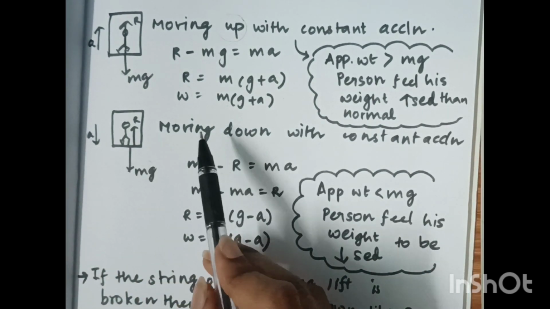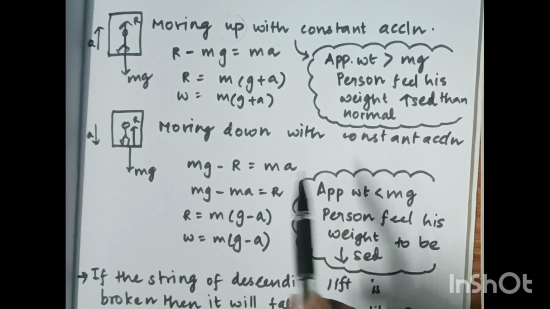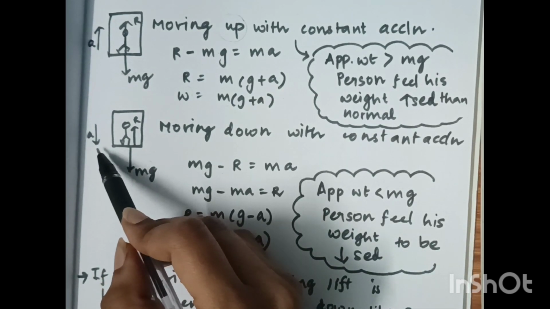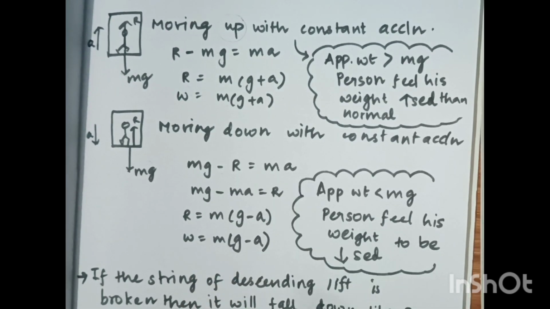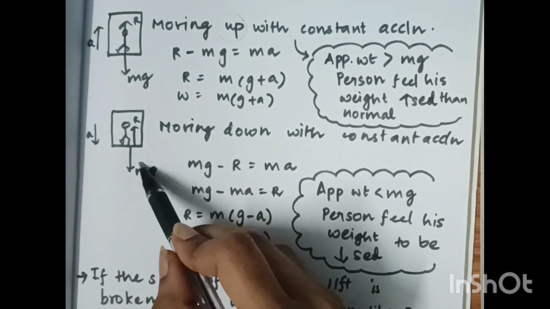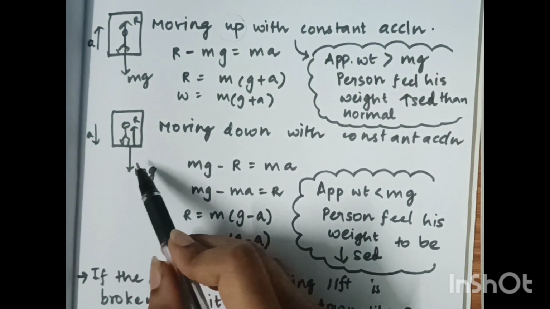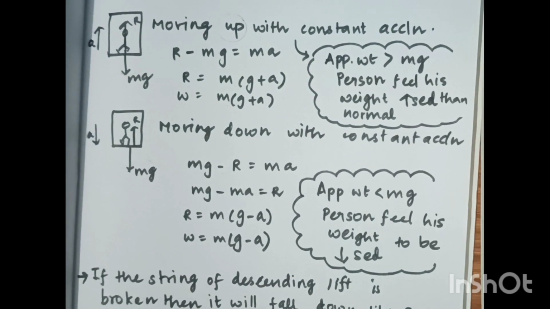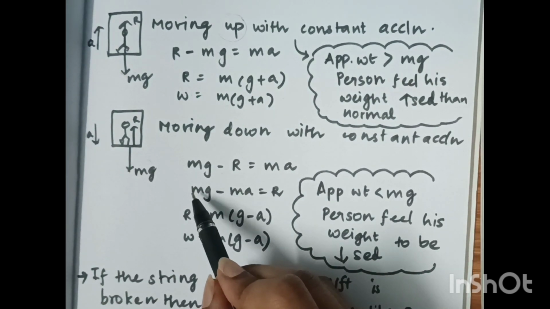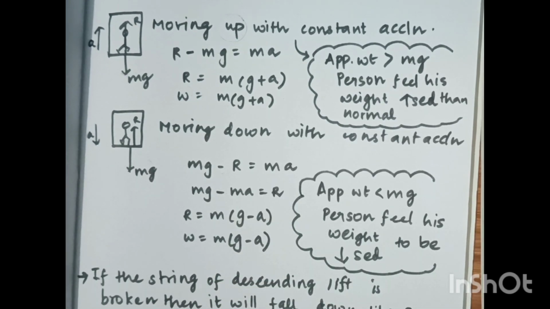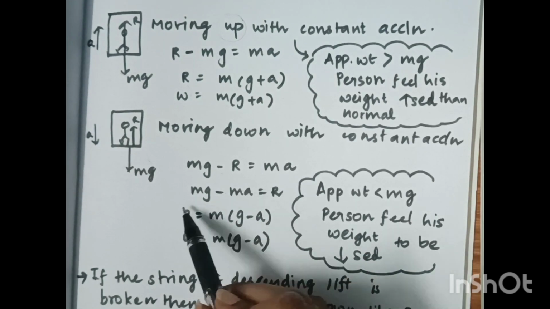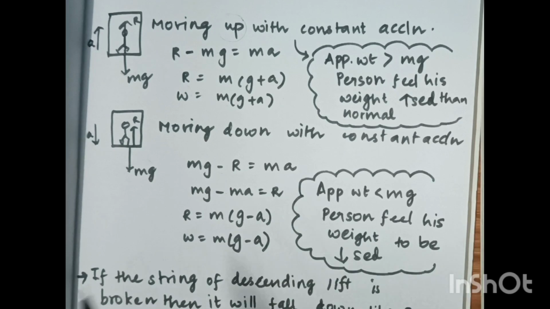Let us see another case where the lift is moving downwards with constant acceleration. If it is moving downwards with constant acceleration, then the equation will be like this: mg minus R equals to m into a. Why? Because it is moving downwards with constant acceleration. So mg must be greater than R. So only then it will move downwards with constant acceleration a. So in that case, mg is greater than R. So mg minus ma is equals to R. The downward force is greater, so it is moving downwards with some acceleration.